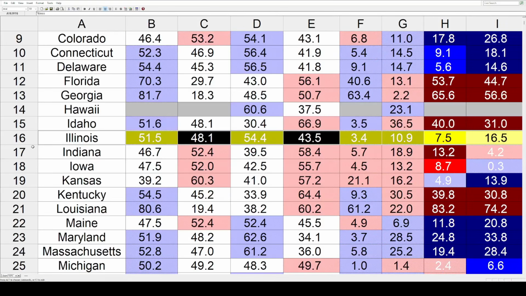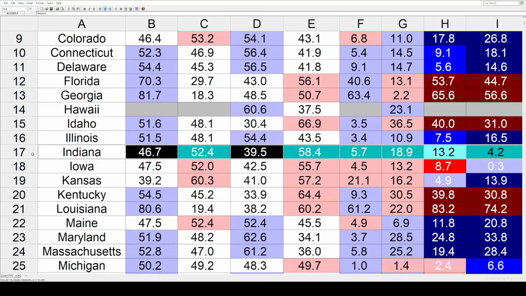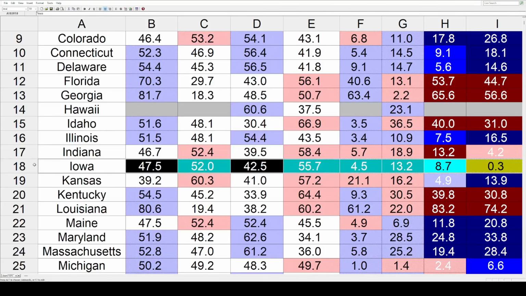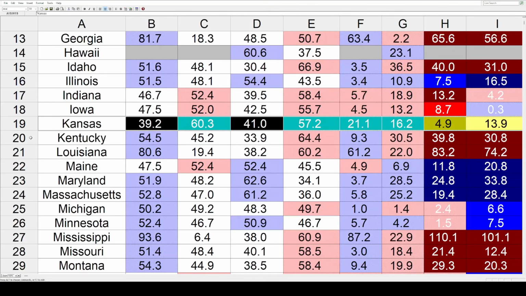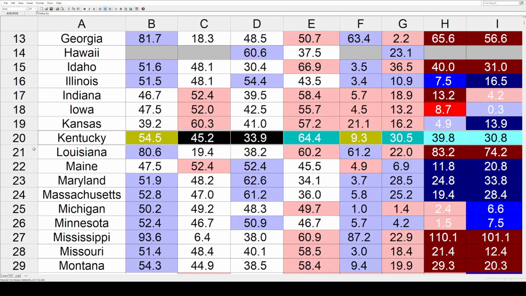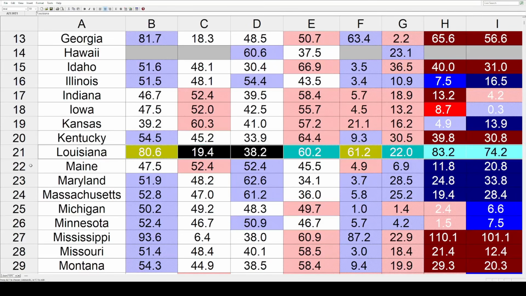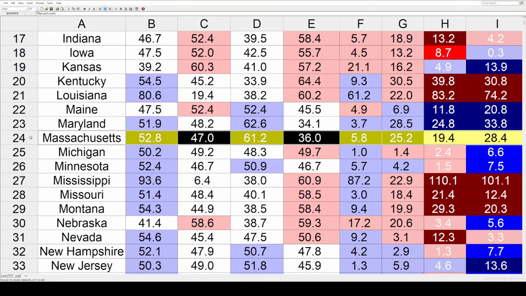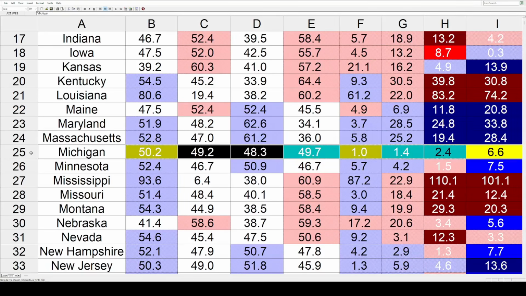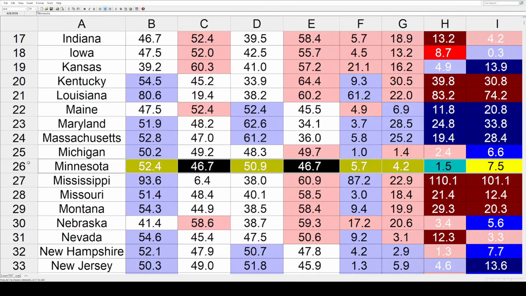Illinois trended toward the left at 16.5. Indiana trended toward the right at 4.2. Iowa had the smallest trend out of all the states. It swung toward the right, but not quite enough to keep up with that 9% nationally. That gives it a tiny blue trend of just 0.3%. Kansas was a lot bluer at 13.9. Then it was redder in Kentucky at 30.8 and Louisiana 74.2. Then trends friendly toward the Dems are Maine at 20.8, Maryland 33.8, Massachusetts 28.4, Michigan 6.6, and Minnesota 7.5.